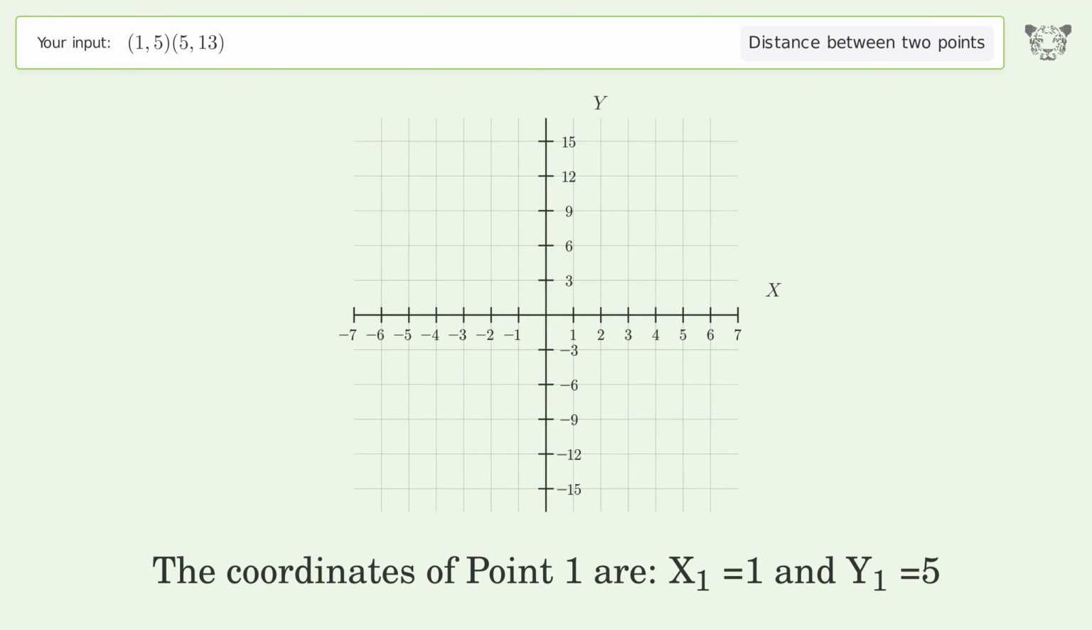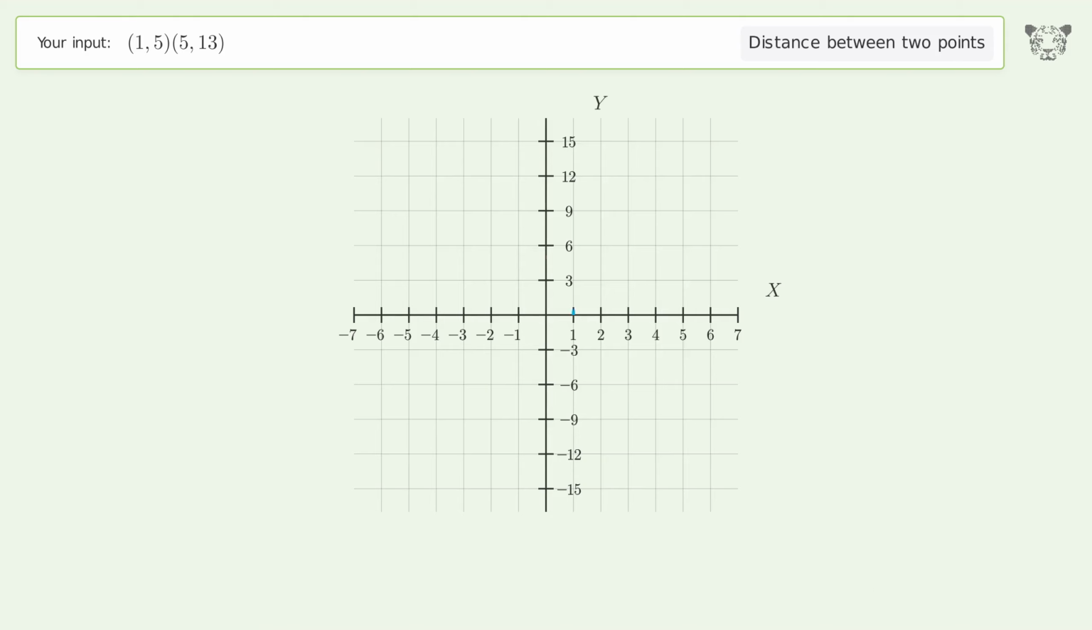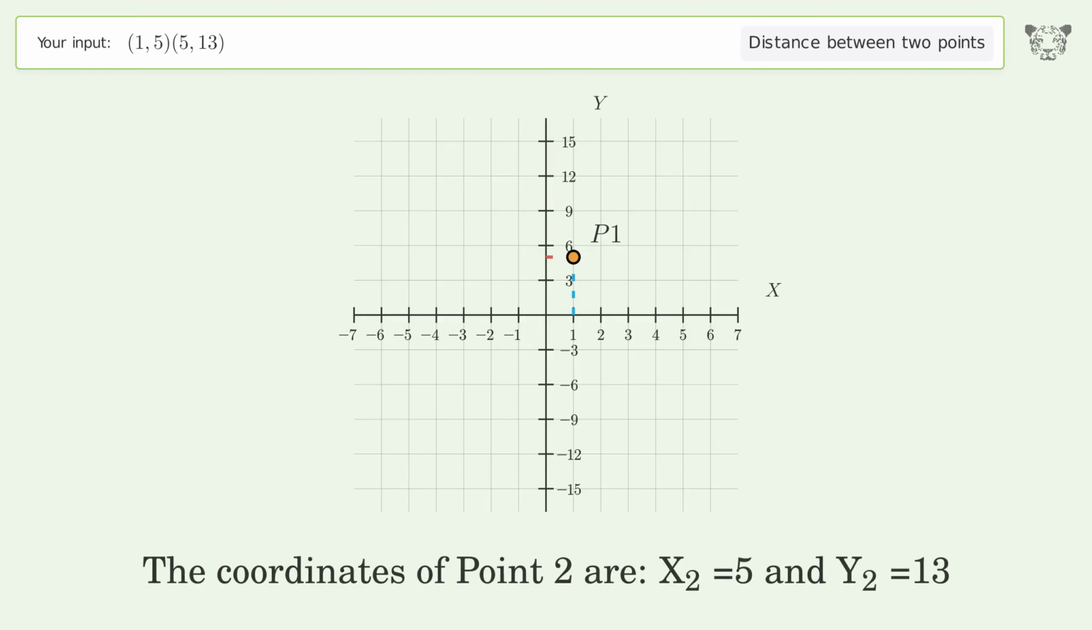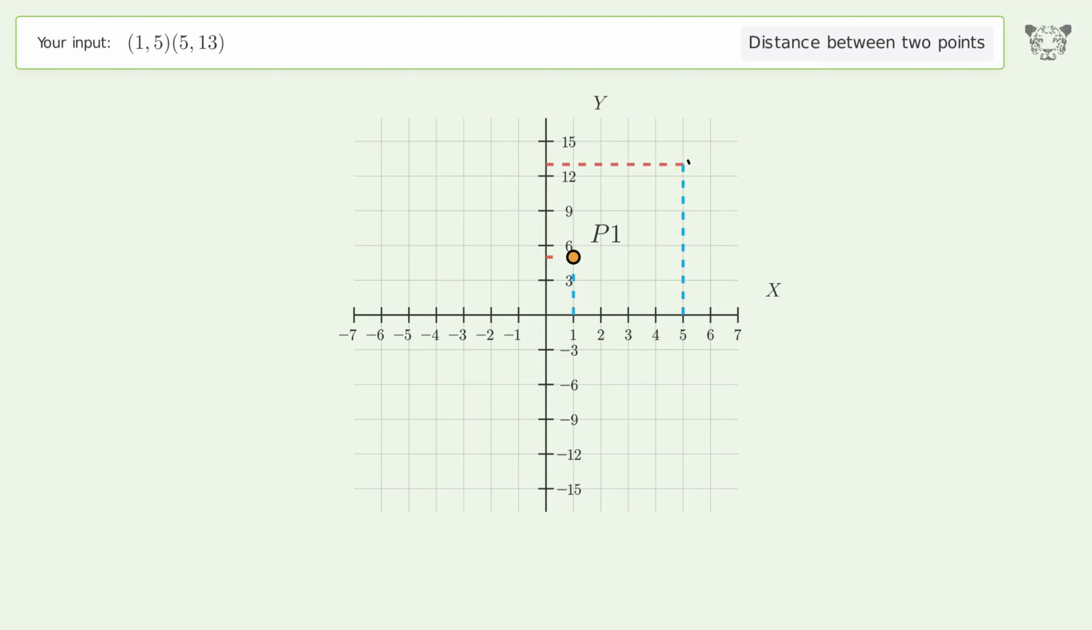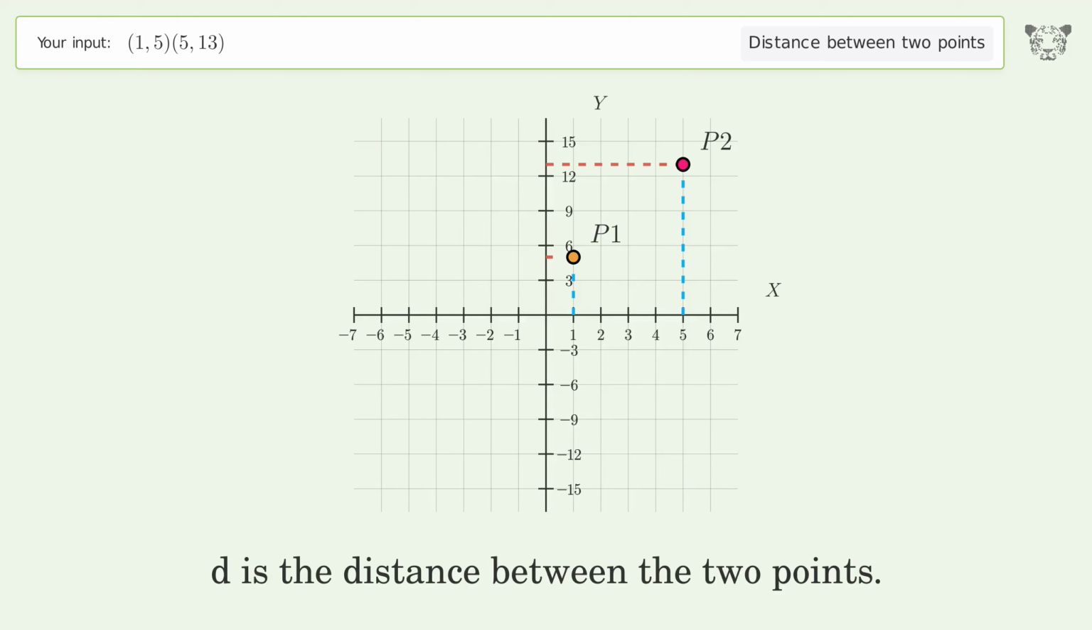The coordinates of point 1 are, x1 equals 1 and y1 equals 5. The coordinates of point 2 are, x2 equals 5 and y2 equals 13. D is the distance between the 2 points.